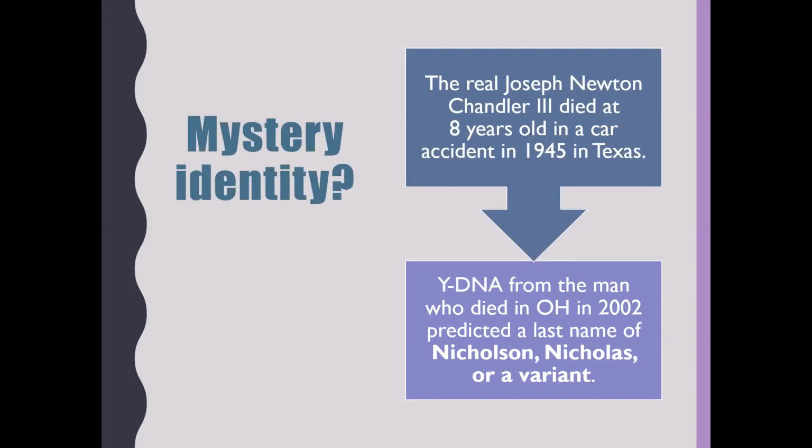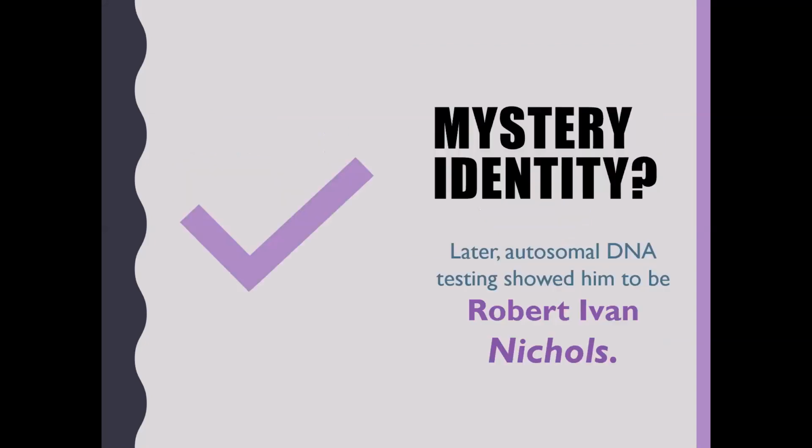Well, eventually, autosomal DNA became available, and they discovered, by looking at his relatives and then doing the paper follow-up, that his name was Robert Ivan Nichols. And he'd left his family. So the Y-DNA had predicted the right general family of surnames, and this man evidently had walked out on his family in the late 60s in Texas, and a decade later had walked into Cleveland. Nobody knows where he was the 10 years in between, and he started a new life.